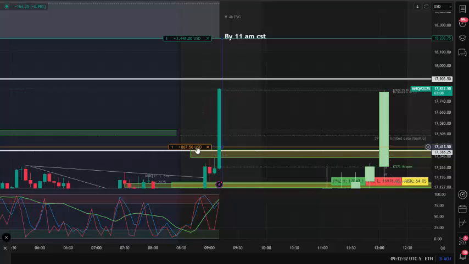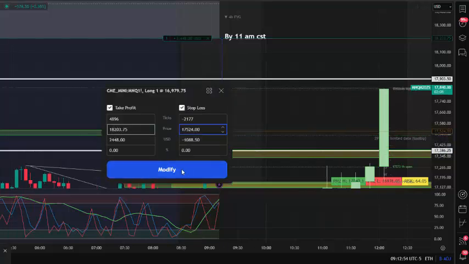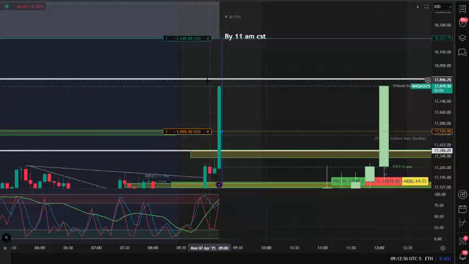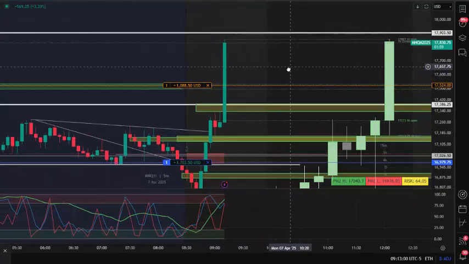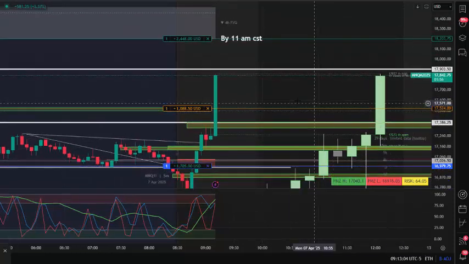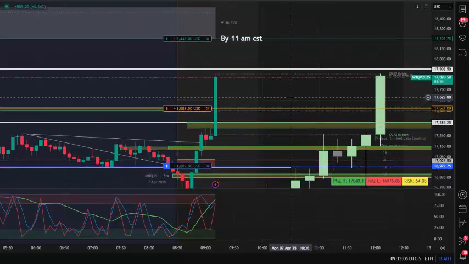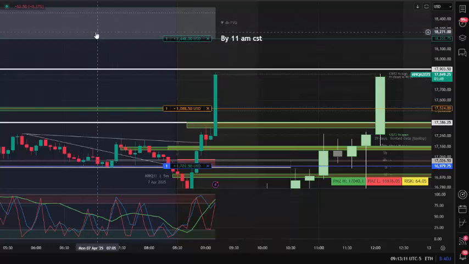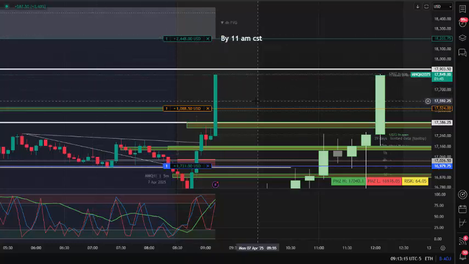We're not going to let them take it. I don't expect them to take it. I expect them to go to the target. And that is the expectation. With a candle like this, we are going to that target. Four-hour fair value gap up here. It probably will reject from there, but I'm going to be done for the day when I hit this.